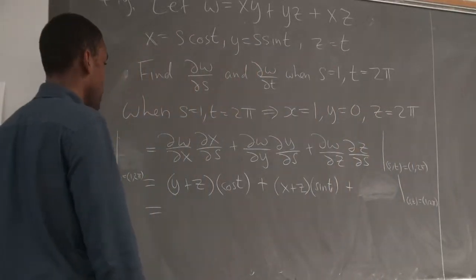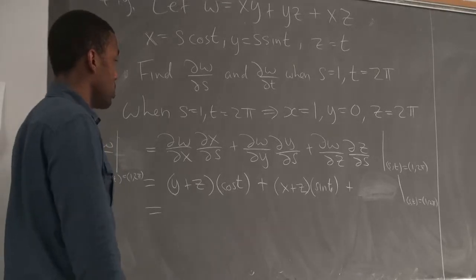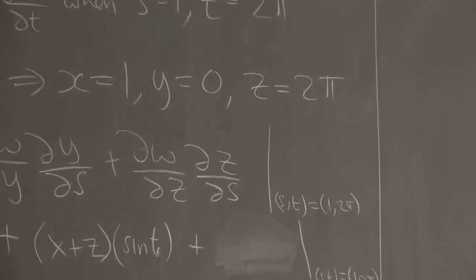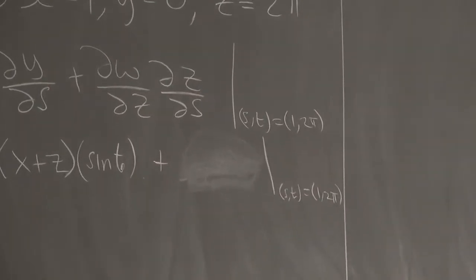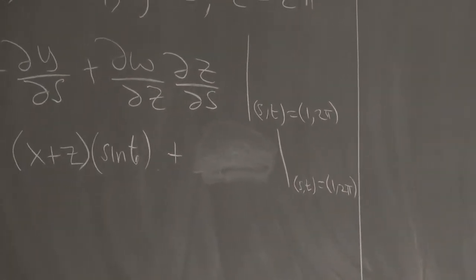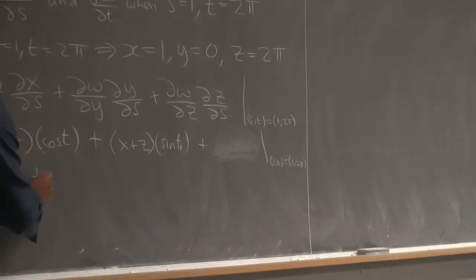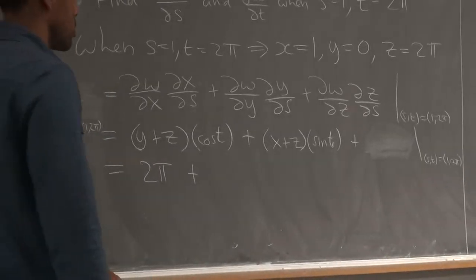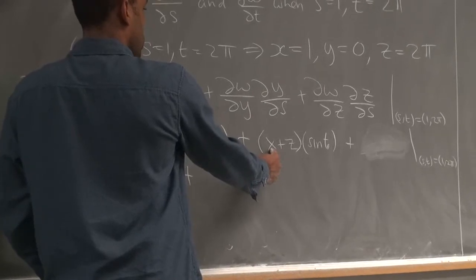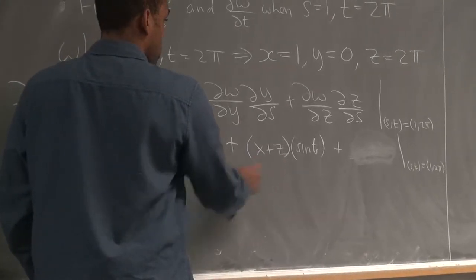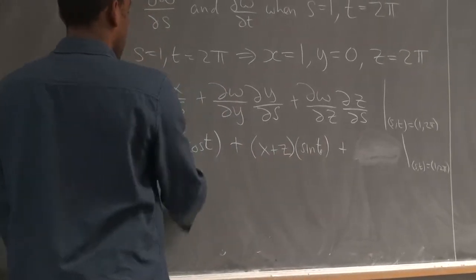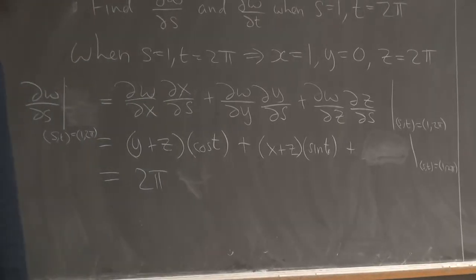So now if we evaluate that when y is equal to 0, z is equal to 2 pi, cosine would just be 1, right? So that's just 2 pi plus x is 1, z is 2 pi, but then sine of 2 pi is going to be 0 as well. So that's just 2 pi.